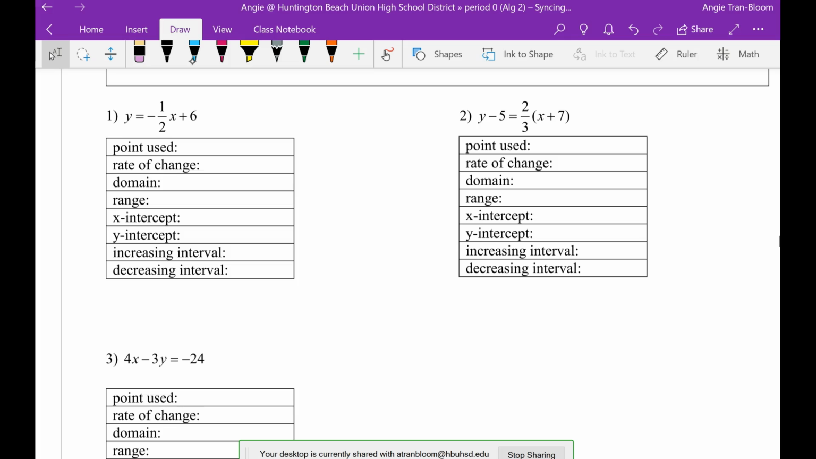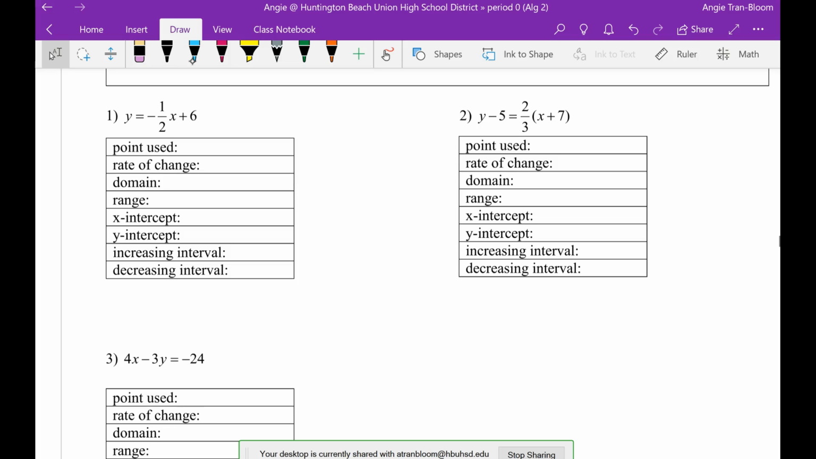Now, decreasing interval is the same thing. You're still going towards the right, okay? But the y value, what's happening as your pencil's going to the right? The y value is going down, okay? So that's decreasing. But every time, are you moving to the right? Yeah. Okay. So increase and decrease is really describing the y value. Does that make sense?